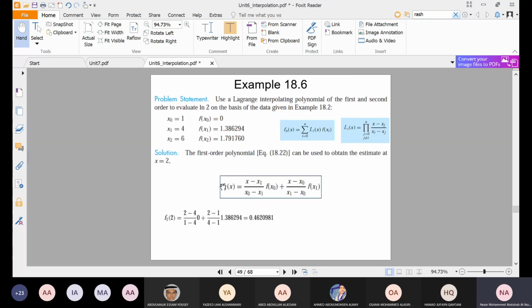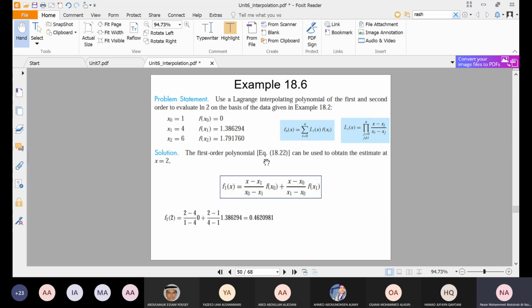If we return to the example that we did before using divided difference, we can solve it again using the Lagrange interpolation polynomial. So if you want here to use the first and the second order to evaluate ln 2 from the textbook that we have, it is given here that we have 3 data points. We have x0 at 1, x1 at 4, and x2 at 6. Okay, so the question asks to find the first and the second order polynomial.